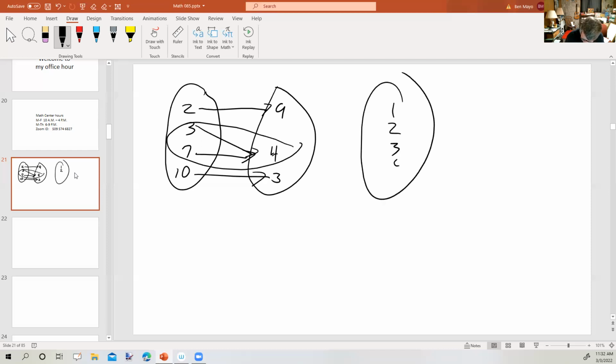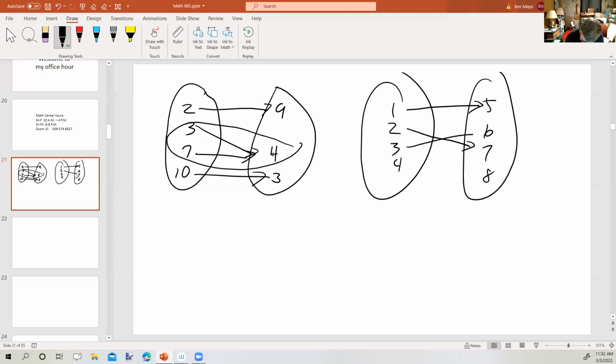1, 2, 3, 4, 5, 6, 7, 8. 1 goes to 5, 2 goes to 7, 3 goes to 6, and 4 goes to 8. This is one-to-one. For each input, there's exactly one output, and for each output, there's exactly one input, okay?